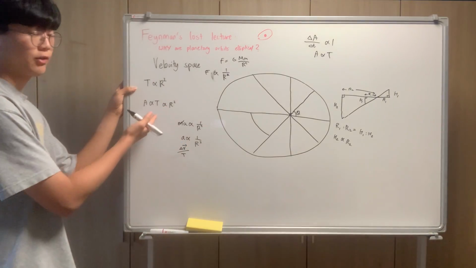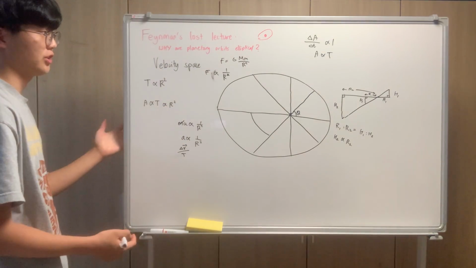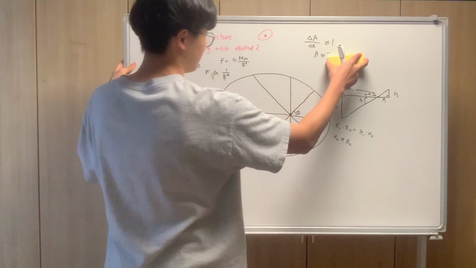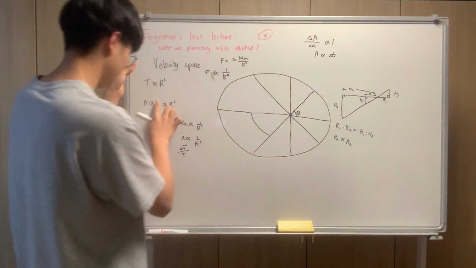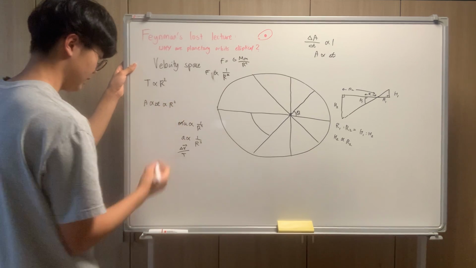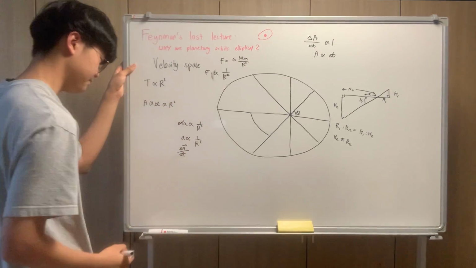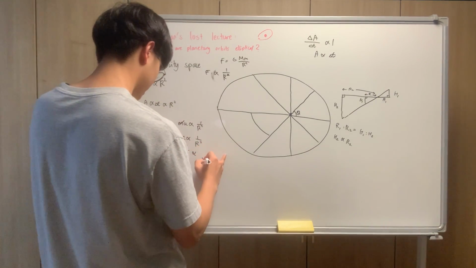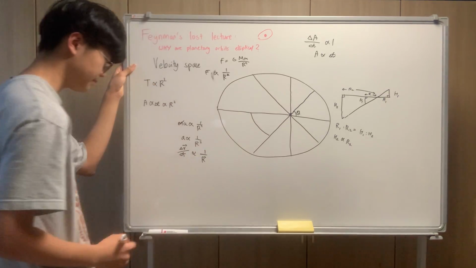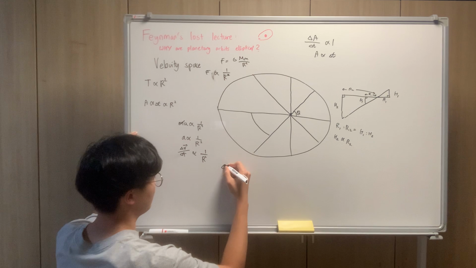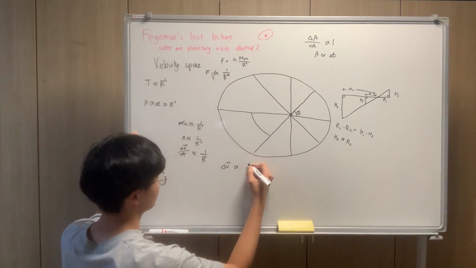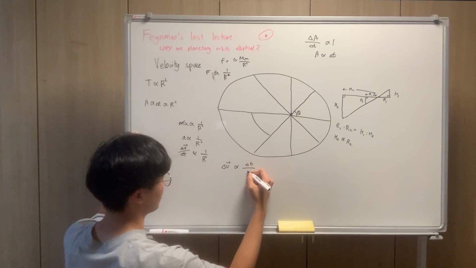I'm referring to t as the change in time. Change in time, here also change in time. So change in time, that's proportional to 1 over r squared, which means that the change in velocity is proportional to change in time over r squared.